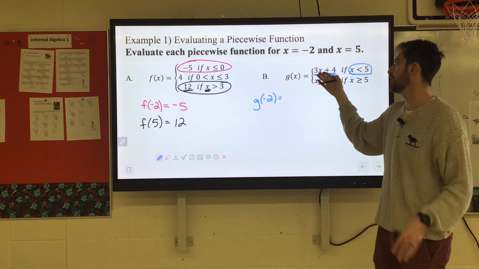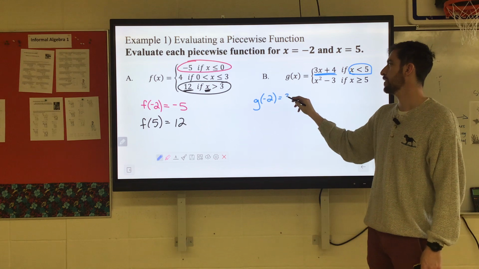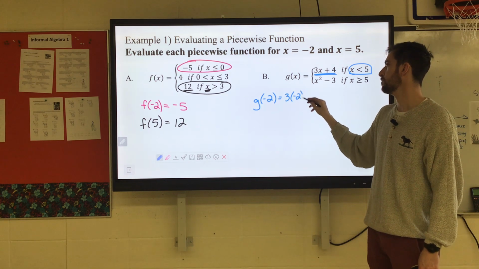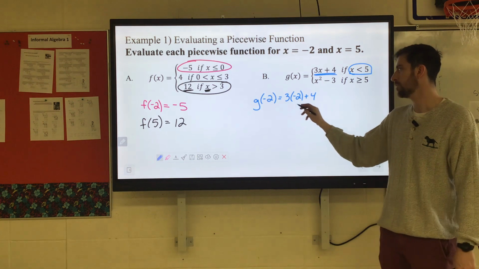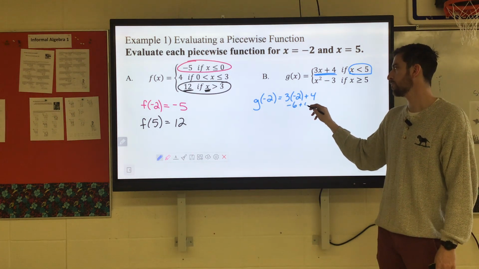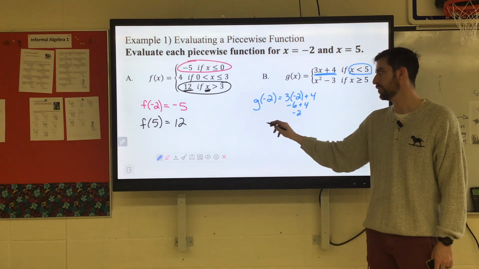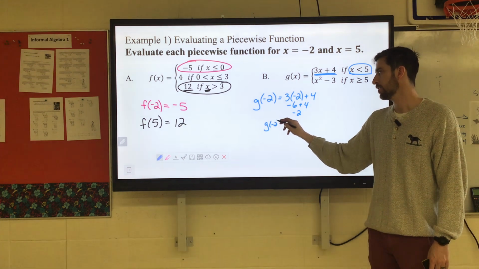So we're substituting in this equation for x: 3 times negative 2, plus 4. 3 times negative 2 is negative 6, plus 4 is negative 2. So g of negative 2 is negative 2.